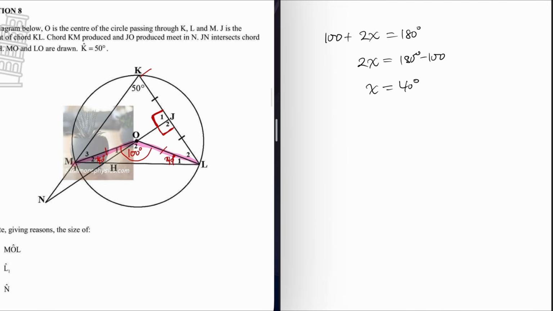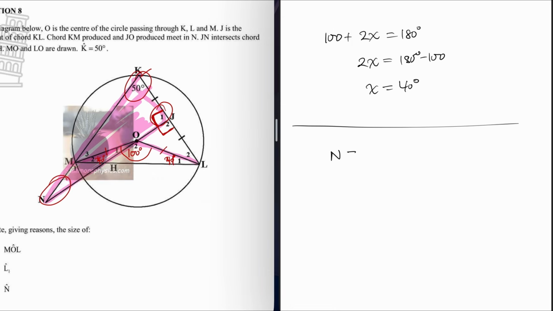So now we can simply focus on this triangle right here. We know that this is 50 degrees. We know that that is 90. And so N must be the remaining angle. We can use angles in a triangle. So N is equal to 180 minus 50 minus 90, which is equal to 40 degrees.